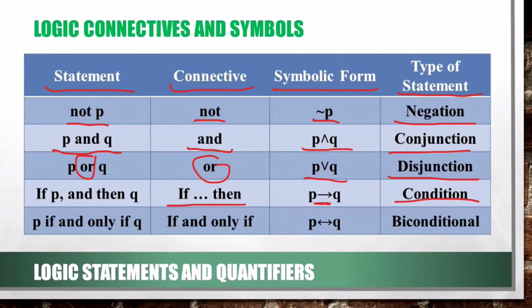So P if and only if Q, the connective used is if and only if, and the symbolic form is P, double arrow, Q. So here, if and only if uses the double arrow. That is for biconditional.